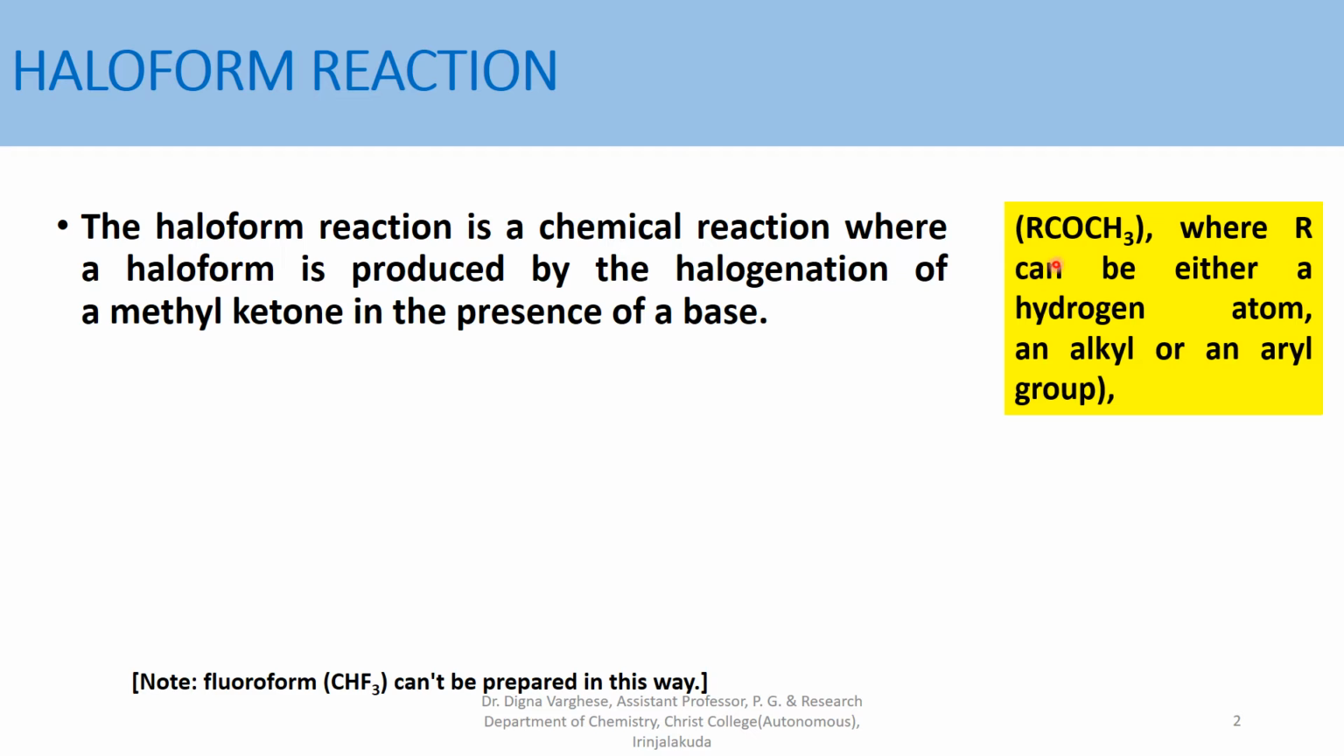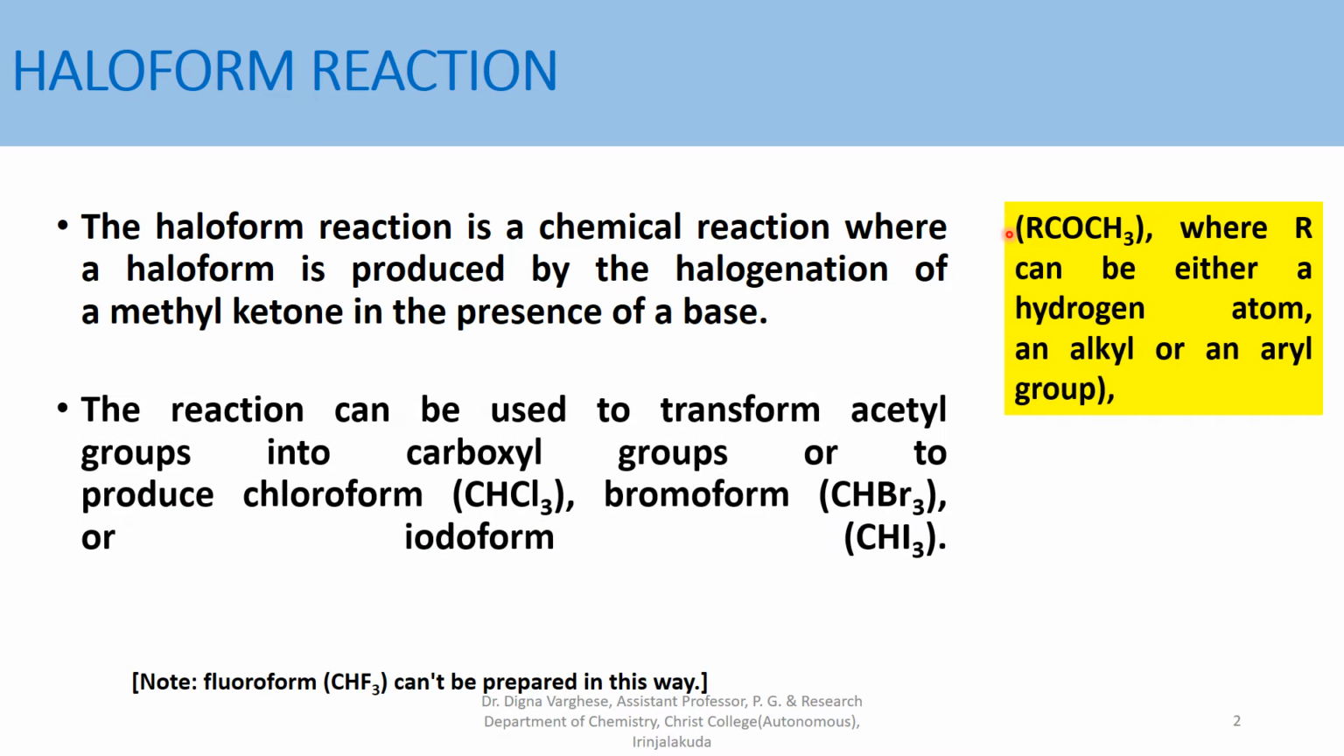RCOCH3 is the general formula of a methyl ketone, where R can be either a hydrogen atom or an alkyl group like methyl, ethyl, propyl, etc., or an aryl group. R is equal to phenyl. So the haloform reaction is a chemical reaction where a haloform is produced by the halogenation of a methyl ketone in the presence of a base like sodium hydroxide.